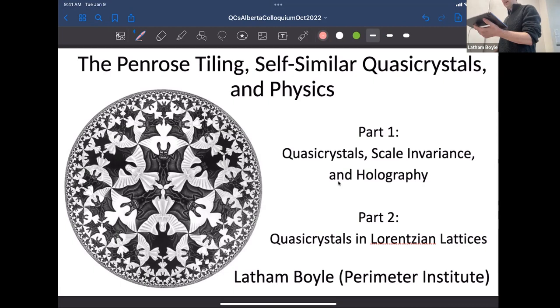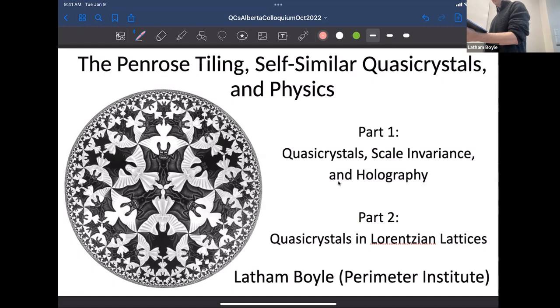and then secondly, at the end, more briefly, I want to discuss quasicrystals in Lorentzian settings, in other words, where the signature is in a space-time that has a time direction in addition to spatial directions, and in particular a special example of this which might be of interest to physics. I'll give some admittedly speculative arguments about why it might be interesting. But in any case, I think it's mathematically interesting also.